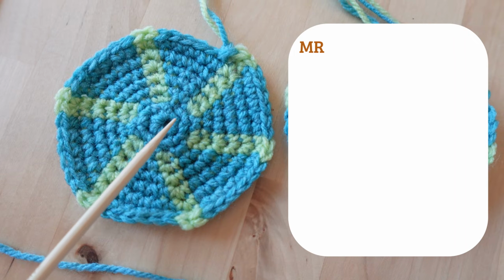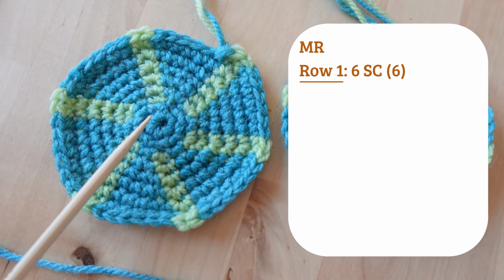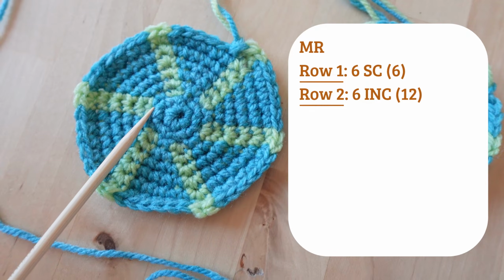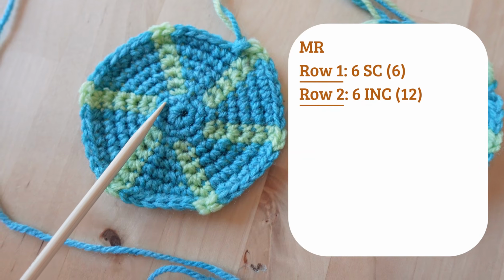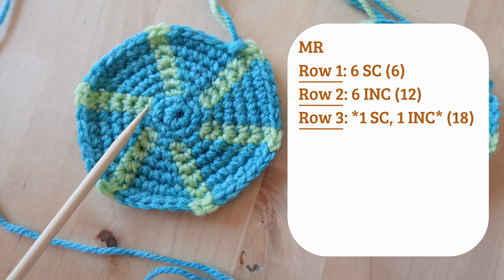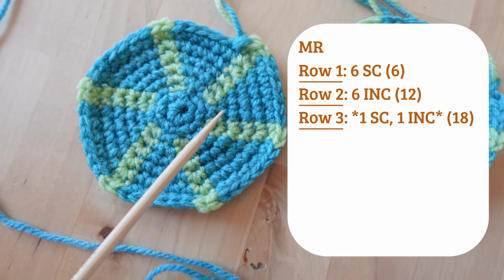Here we have the magic ring. I did 6 stitches. In my case, they were single crochets inside the magic ring. And then the second row was an increase stitch in each of those stitches. So that ends you with 12 stitches for row 2. After that, it is a single crochet and then an increase stitch. So basically an increase stitch every other, all around.